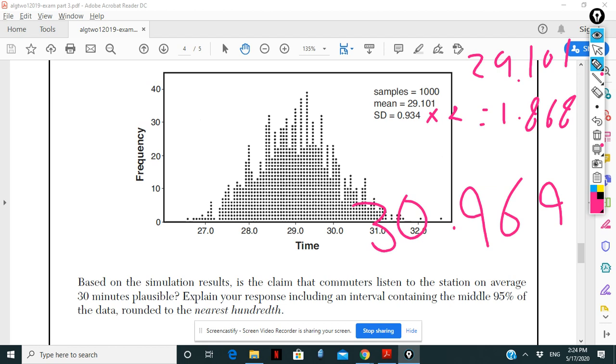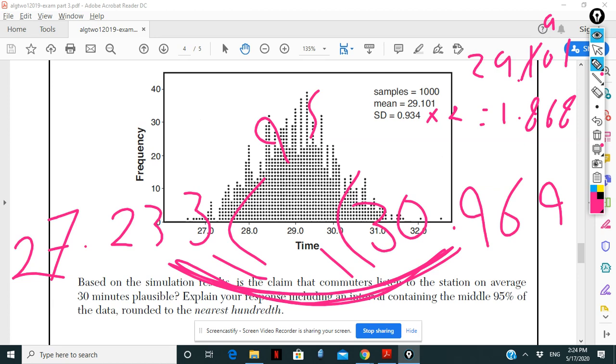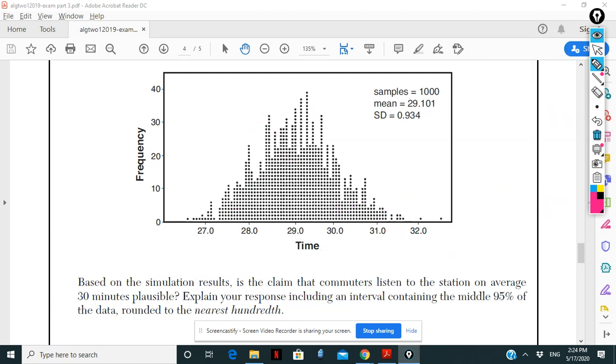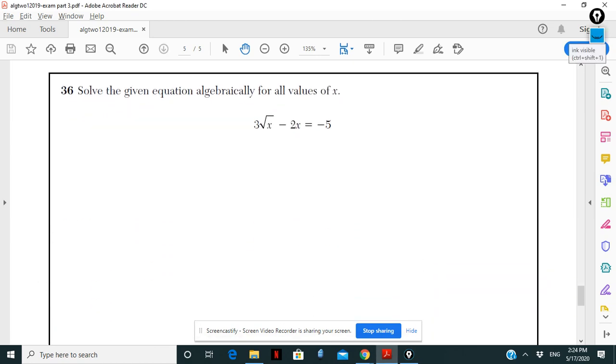So this is an interval that contains 95%. Now, the 30 is located in between these values, so it's within the 95%, so it's plausible. It's plausible.